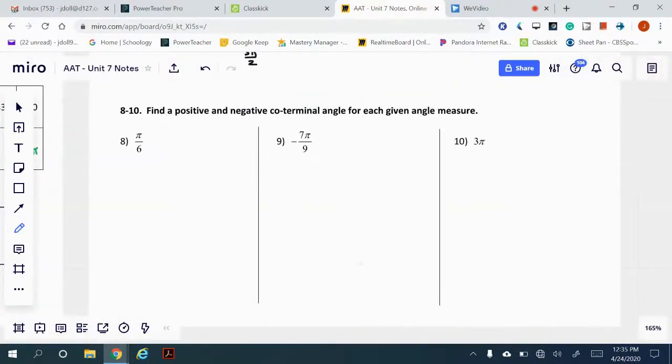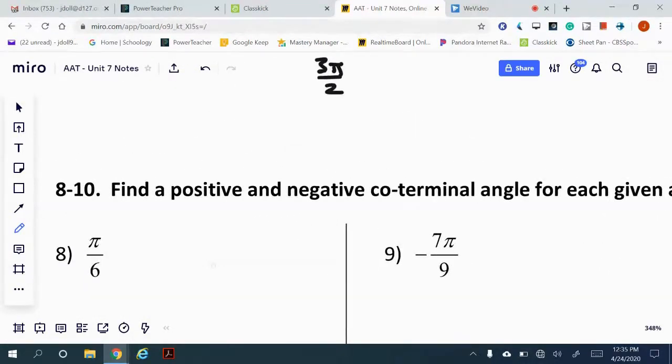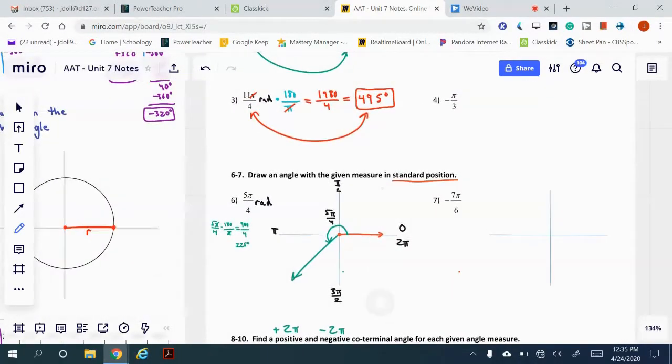Now, the only other thing, guys, we're going to ask you to do here is to find positive and negative coterminal angles in radians. Now, we talked about this again on the other page. Previously, guys, when it was degrees, we added and subtracted 360. Well, now we're going to be doing the same thing, but we're just going to be adding and subtracting 2 pi. Now, if you want to do the same thing we talked about, where you just convert to degrees, do the work in degrees, and get back to radians, you can.